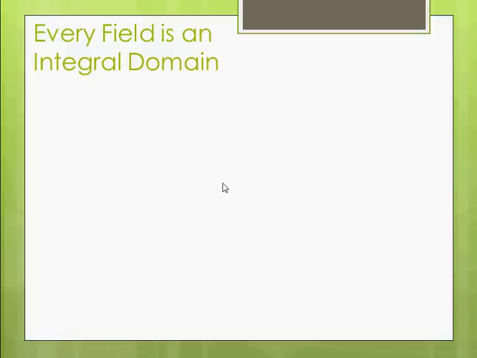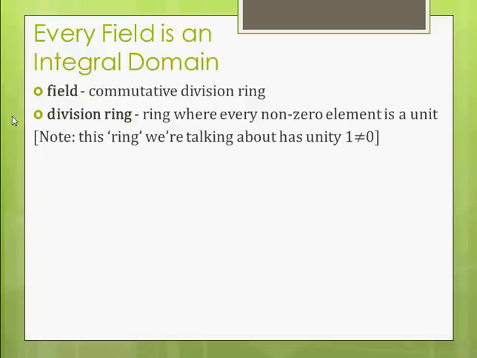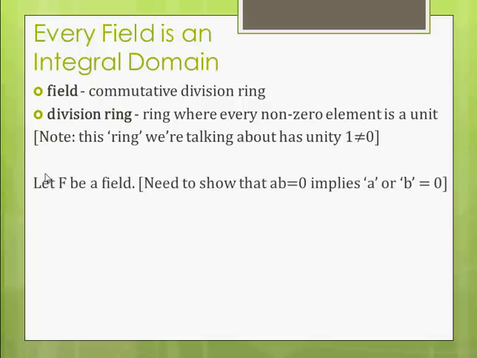So every field is an integral domain. We're going to do a proof. First we need to know what a field is. We talked about that, just reiterating again and again. A field is a commutative division ring. A division ring is a ring where every non-zero element is a unit. One important thing to look at in the definition of a division ring is that we have a multiplicative identity, and it's not equal to the additive identity. To qualify as a division ring, that needs to hold.